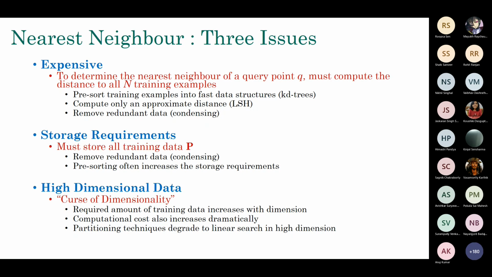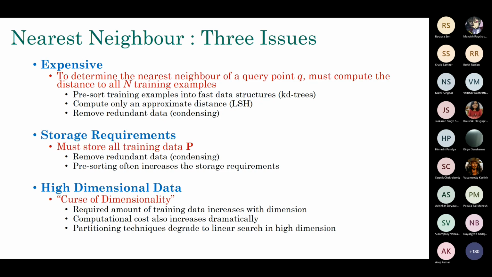And the other way to do it is to remove redundant data, or use a condensation technique. So you can compress the training set into a smaller set which is good for my classification, which we are going to see in a moment in great detail. Second is the storage requirement, that you must store all training samples. Because for large data this is going to be a problem. So how do you handle it? Again, condensation, where you only keep the required samples which are necessary for good classification performance. Or you can pre-sort the whole thing using some kind of tree.